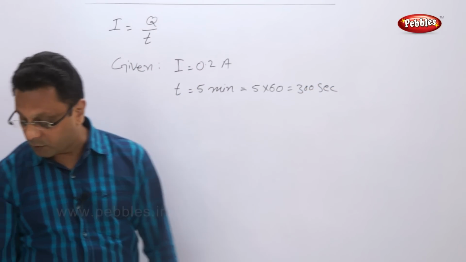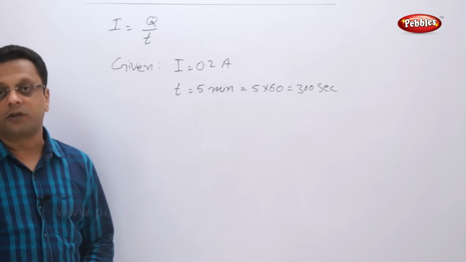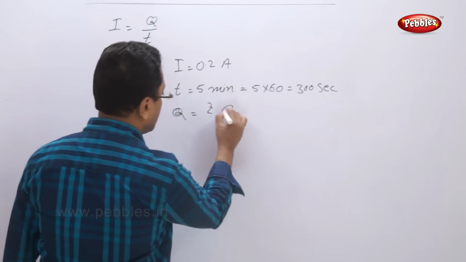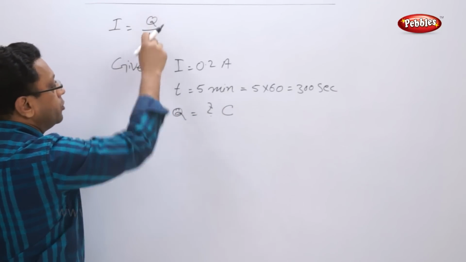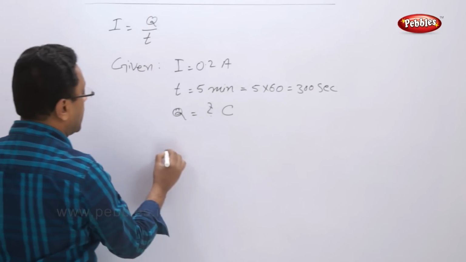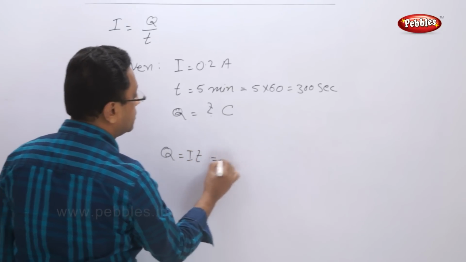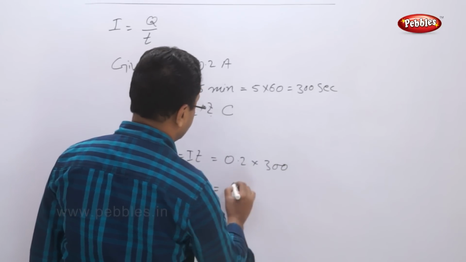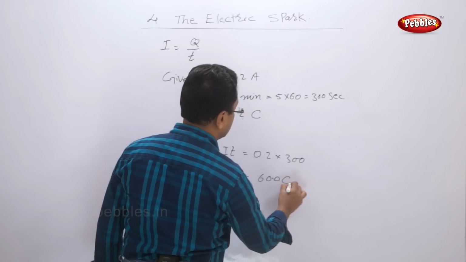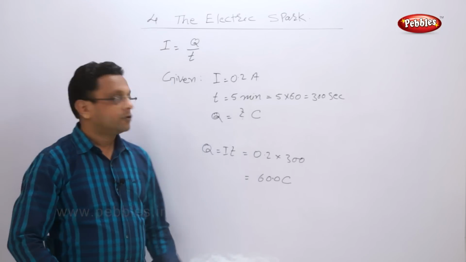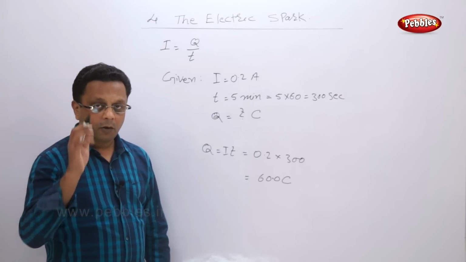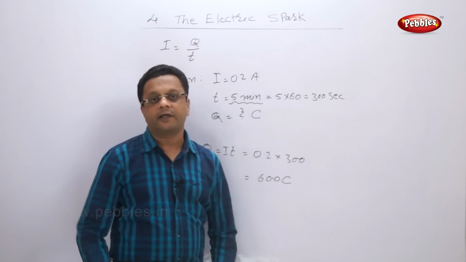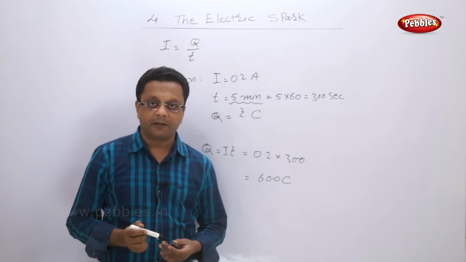And we have to find the charge that is flowing through the circuit. We have to find out the Q, which will be in coulombs. So I is equal to Q upon T, so Q is equal to IT, that is 0.2 into 300. The answer is 60 coulombs. So this is the answer. The only hitch in this is you have to convert these minutes into seconds. Let us see one more example.